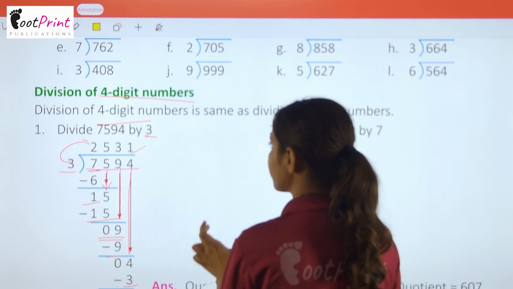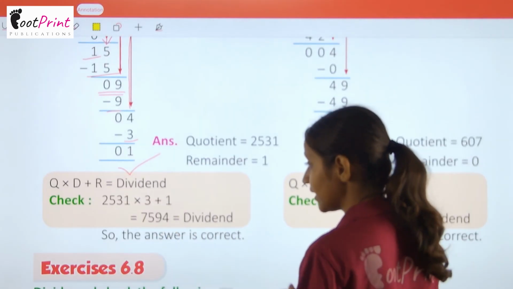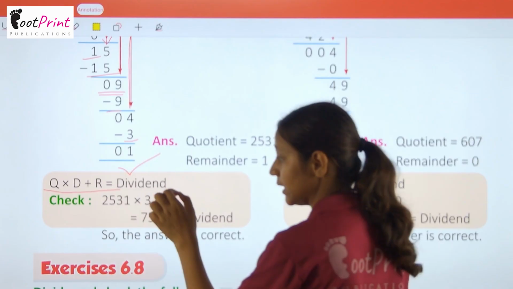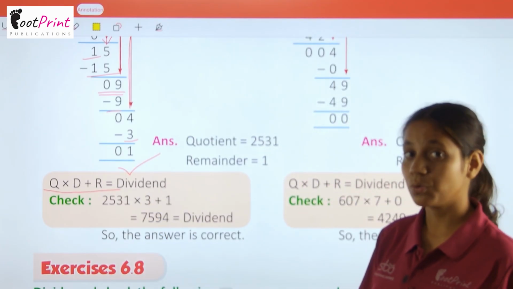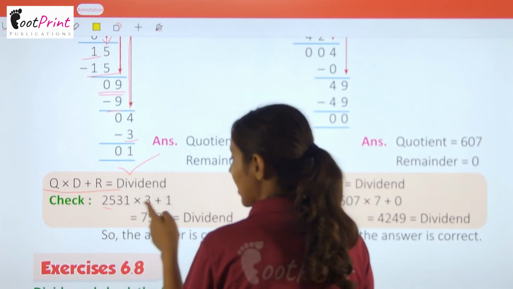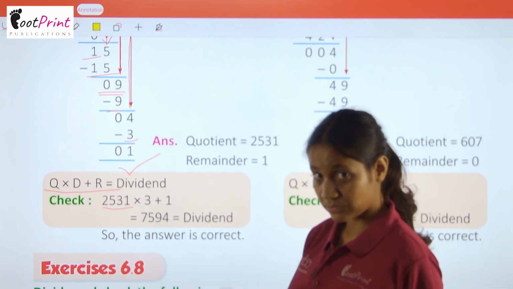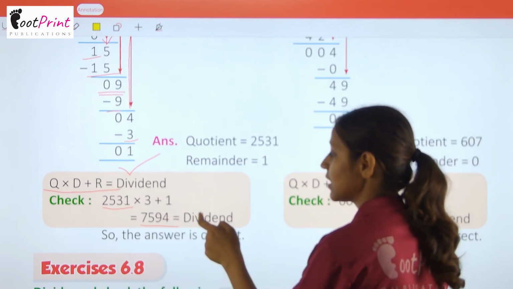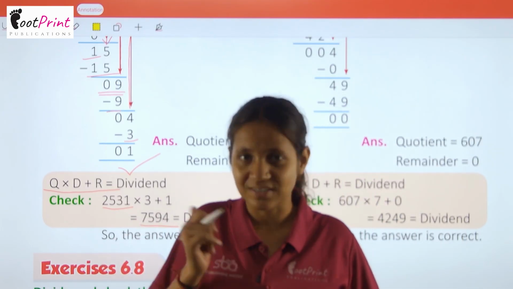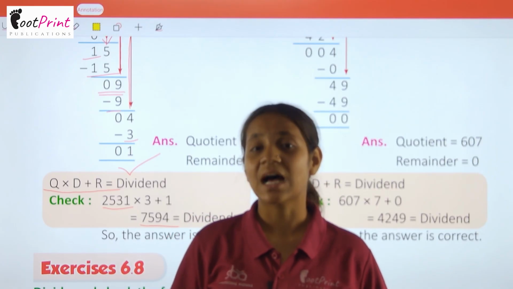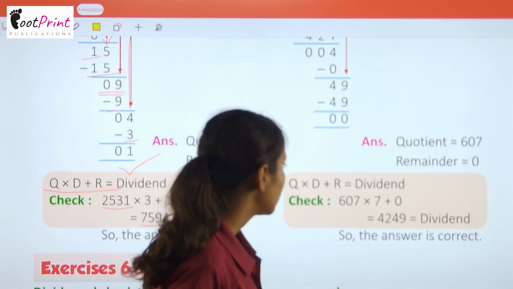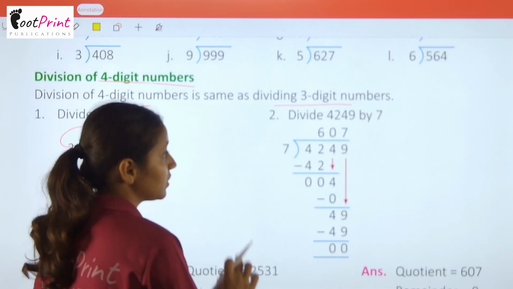Okay, we can even check it by the formula Q into D plus R, that is equal to dividend. 2531 multiplied by 3 plus 1 is 7594. That was our dividend also. That means our calculation is totally correct. Okay, similarly one more question is given here.